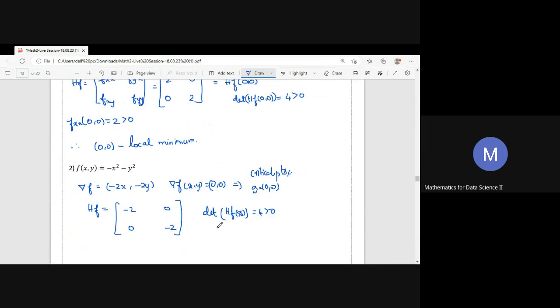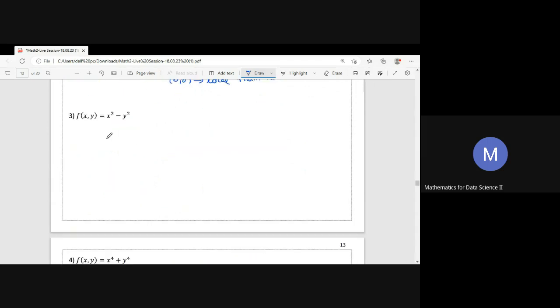And what about your fxx of a tilde? Negative 2, minus 2, less than 0. So it means your (0, 0) is a local maxima. Right? Okay. What about this case?